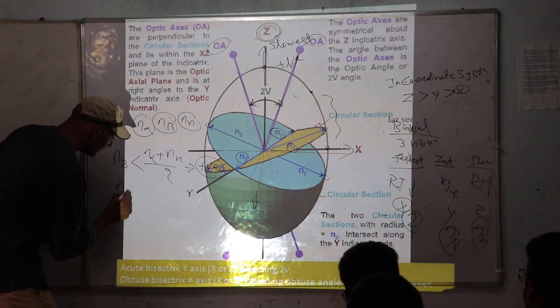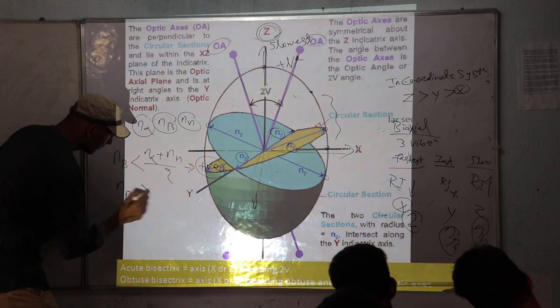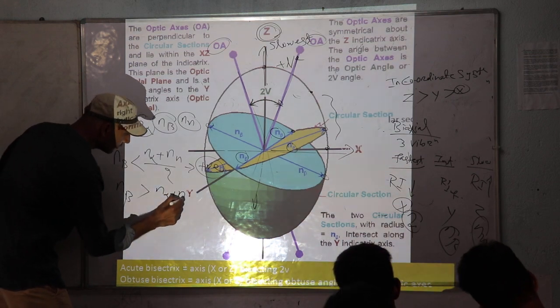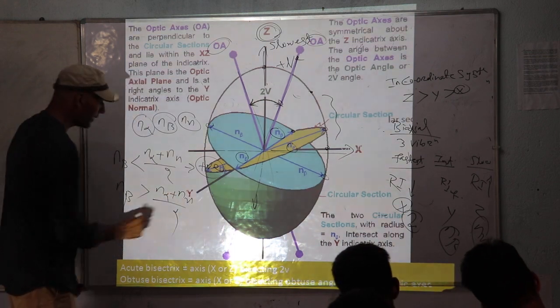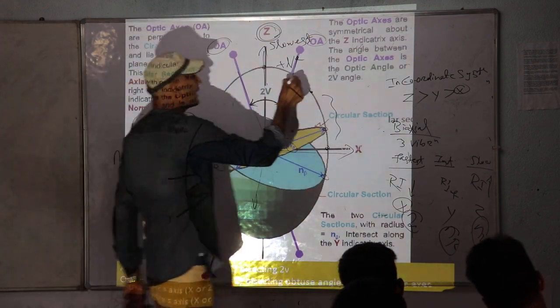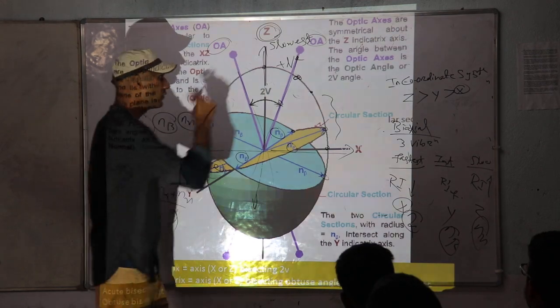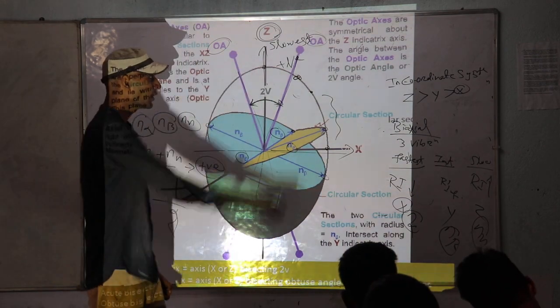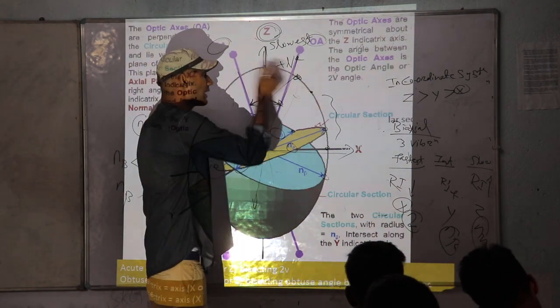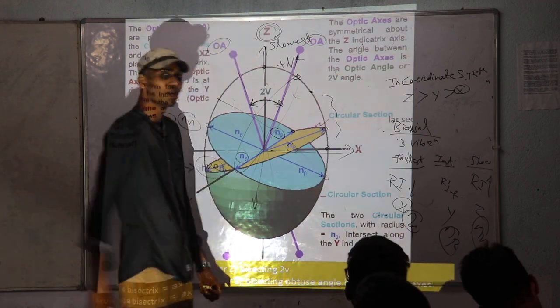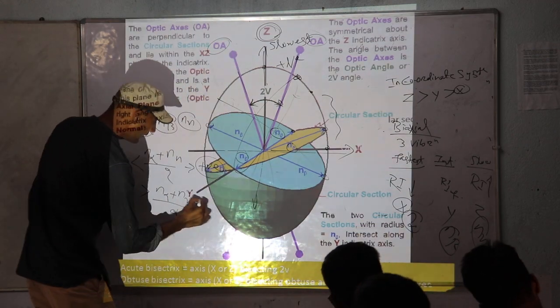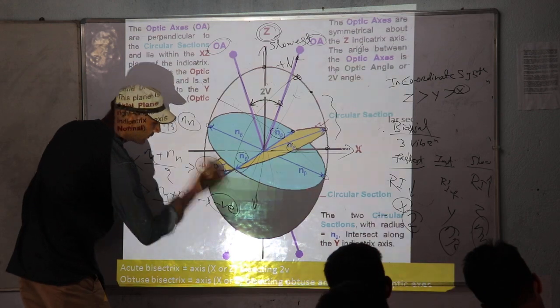If n beta is greater than n alpha plus n gamma by 2, then what happens? You get the circular section somewhere here, which is closer to the Z axis. If the circular section is closer to the Z axis like this, the optic axis will be closer to X. So the mineral is negative.